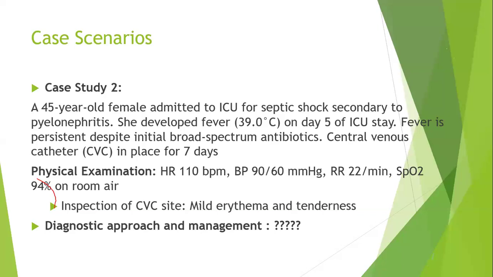Physical examination, heart rate of 110 beats per minute. Her blood pressure is 90/60. Respiratory rate is 22 cycles per minute, saturating at SpO2 of 94% on room air. And when you inspected the central venous catheter site, there's some mild erythema and tenderness. So, how will you approach the diagnosis and how will you manage this patient?